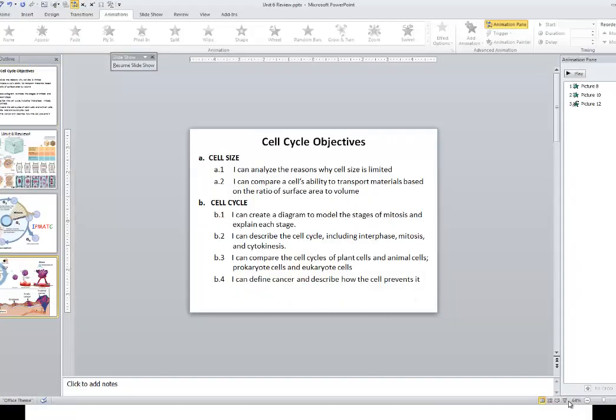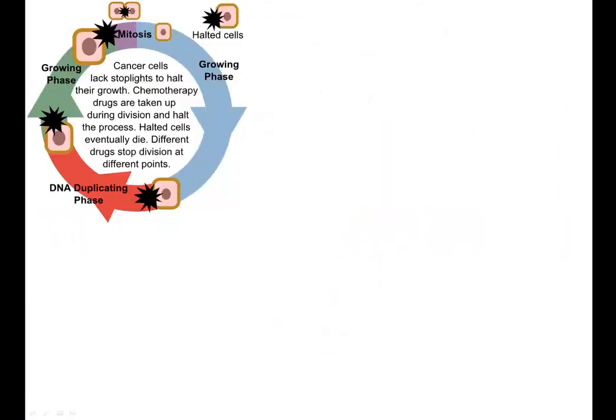Okay, last slide we have to do is this one. Excuse me. Okay, what happens when mitosis goes wrong? If mitosis goes in and we actually get the wrong type of cell coming out, cancer cells, they lack the stoplight, so they don't know when to stop. They just keep going through this and going through this and going through this.